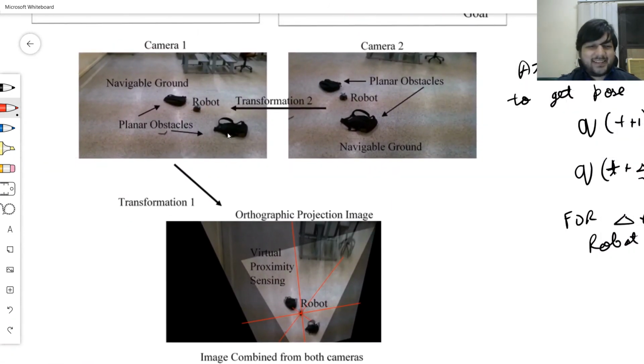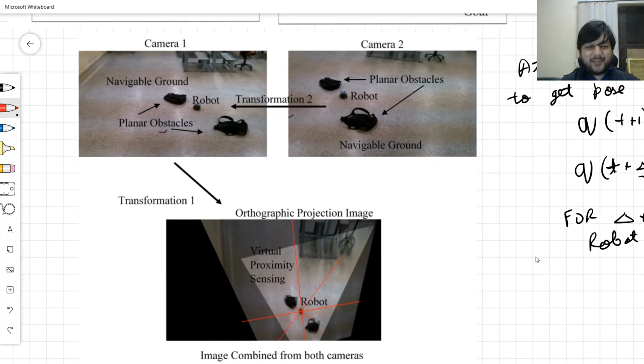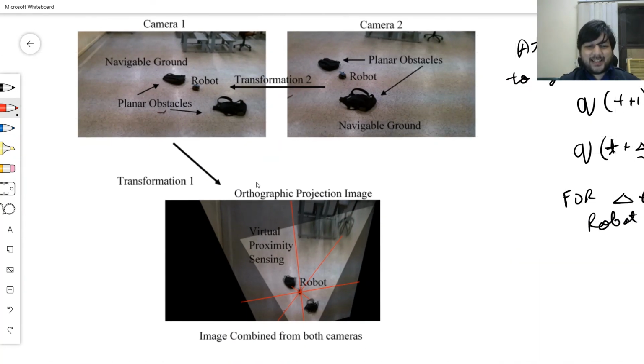We had 2 cameras, we stitched their images. You do image stitching using apps these days. So that's the overhead image. That's called an orthographic projection, of course. And then you use a Bush-Fire algorithm, and the thing which is noted down over here is what's called virtual proximity sensing. So you place a virtual proximity sensor.